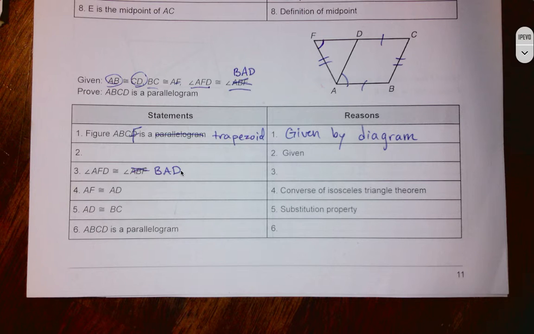Okay. Figure ABCF. Right off the bat, there's a typo. It says ABCF is a parallelogram. That's not what I'm trying to focus on, because that's what I'm actually trying to prove. So I needed to make a correction. ABCF is a trapezoid, and that's just given by the diagram.